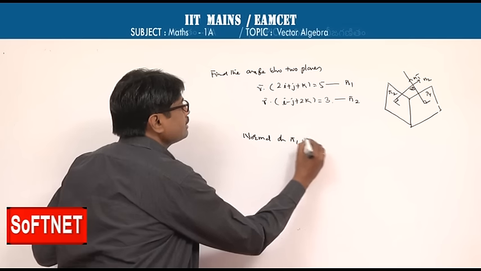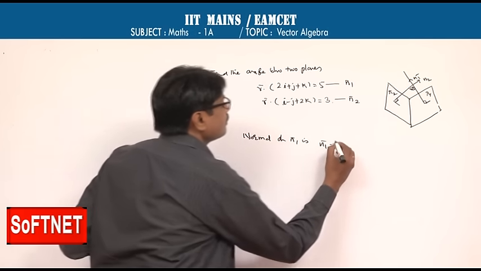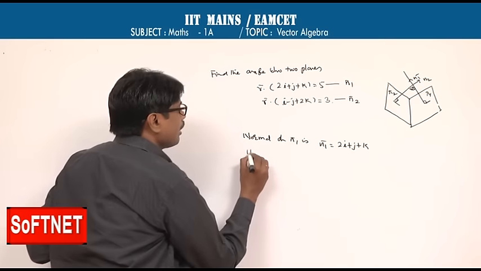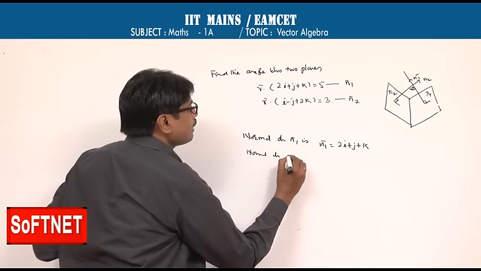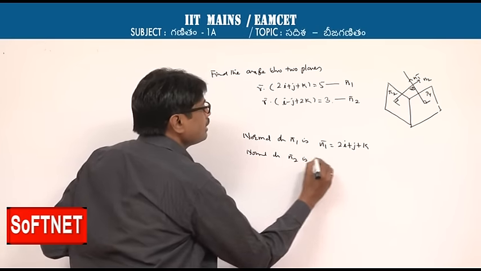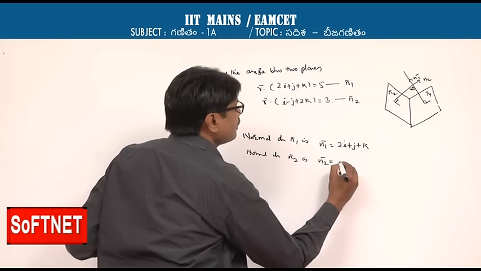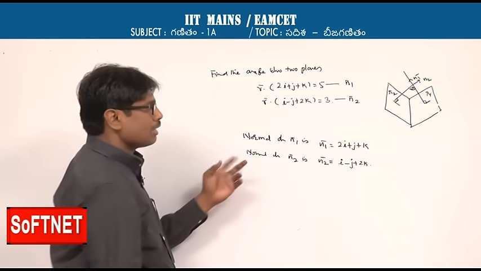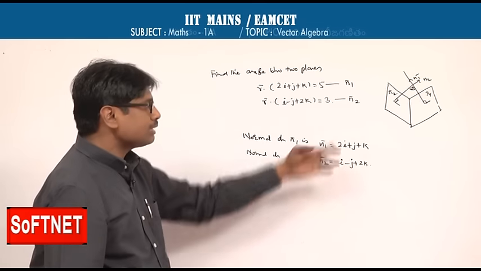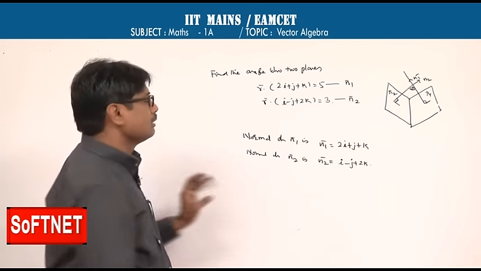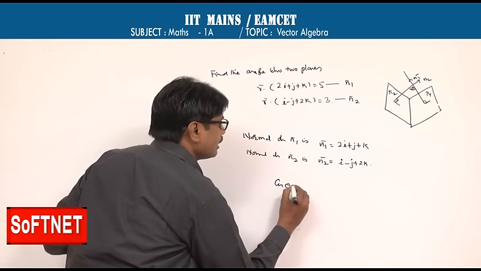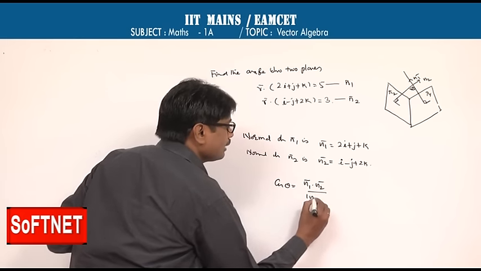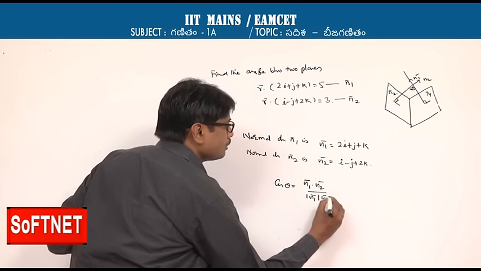Pi 1 is n1 bar. n1 bar is equal to 2 times i bar plus j bar plus k bar. Normal of the second plane pi 2 is n2 bar. n2 bar is equal to i bar minus j bar plus 2k bar. These are the normals of the first plane and second plane. We are supposed to find the angle between two planes. Therefore cos theta is equal to n1 bar dot n2 bar divided by magnitude of n1 into magnitude of n2.